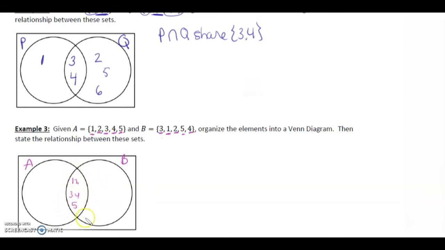Okay, so if we actually take a look at this, there are no elements that are unique to A. That's going to be empty. There are no elements that are unique to B. So we can say A equals B. They both have the exact same elements, so A equals B.